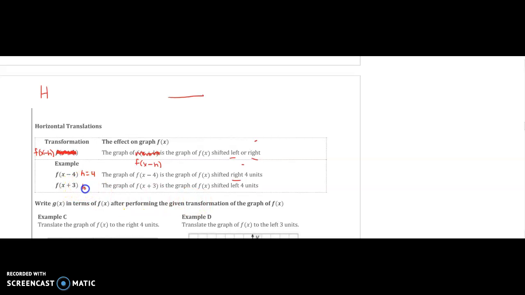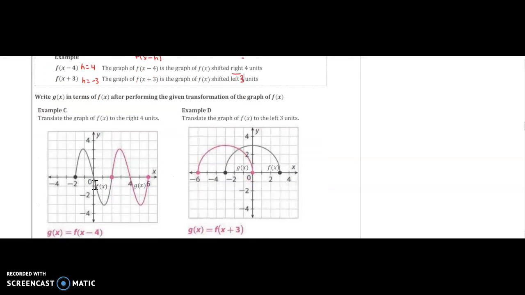Now this one, h, is going to be what? If this is plus 3, the value that's subtracting would have to be minus 3, right? We just take the opposite sign, all right? So if h is negative 3, then the graph of f of x plus 3 is the graph shifted left 3 units. So if h is negative 3, that's left 3 units. So whenever adding or subtracting is on the inside of the function, it's left or right.